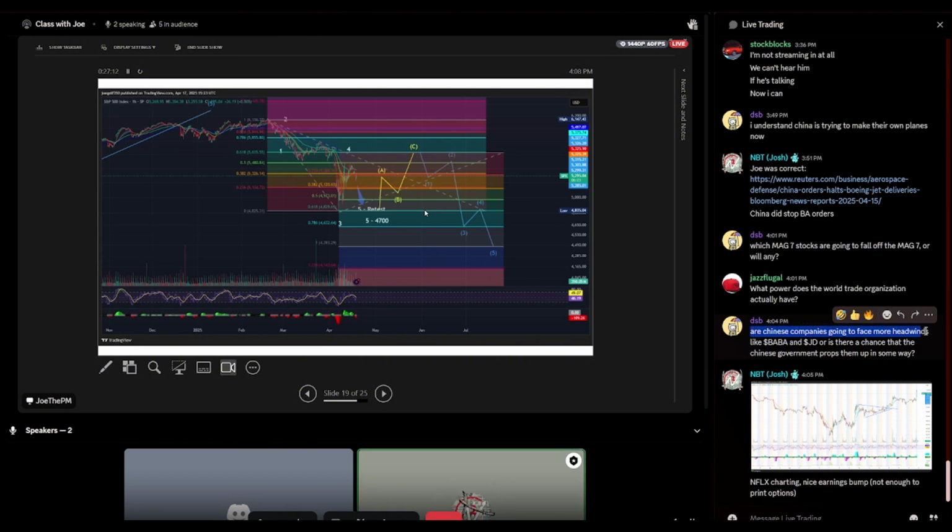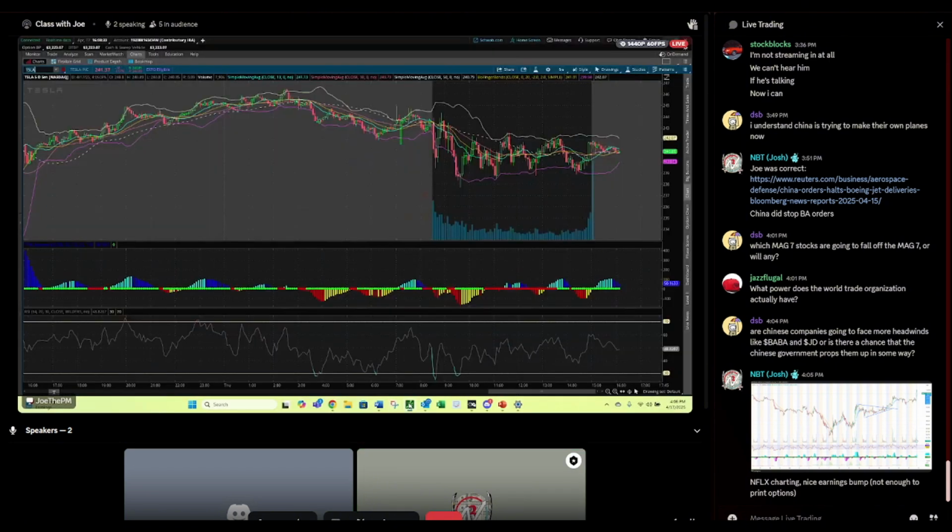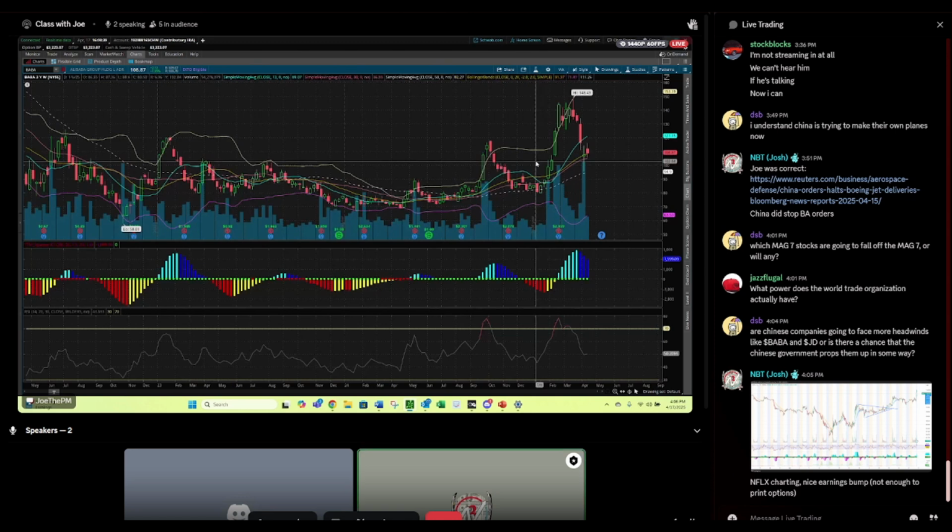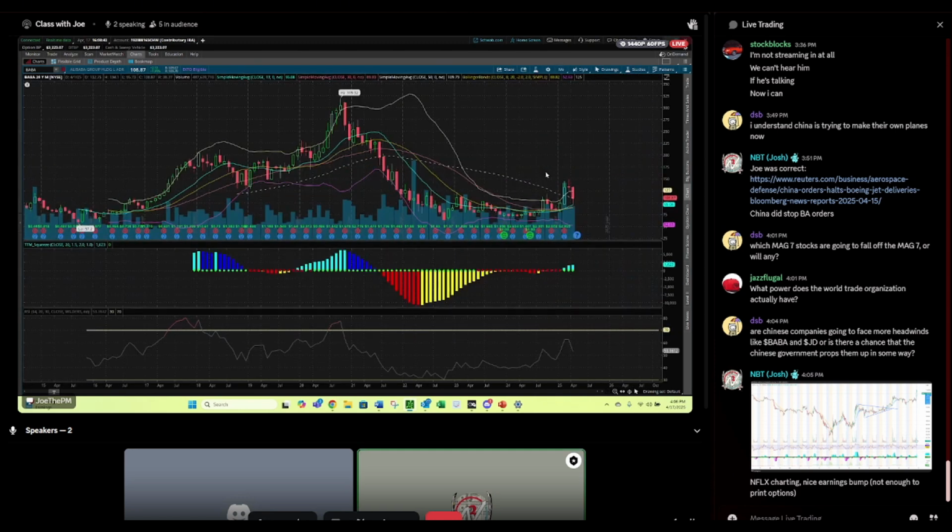Another question: are Chinese companies going to face more headwinds like Baba and JD, or is there a chance that the Chinese government props them up in some way? I just don't think so. I will say Baba's chart doesn't look bad technically right now, but I would just be extra cautious, just the way that they probably commanded Temu to do that, and so I would be really concerned that they're willing to do even more damage to their companies, especially with the whole what drove the huge escalation in the Chinese companies was the AI story, and they just got cut off on further development with the blockage from NVIDIA. And I imagine if there's a substitute that tries to step in, they'll likely get cut off as well.